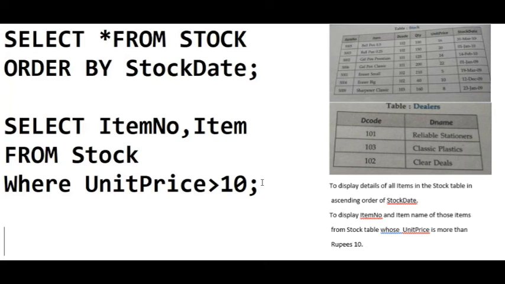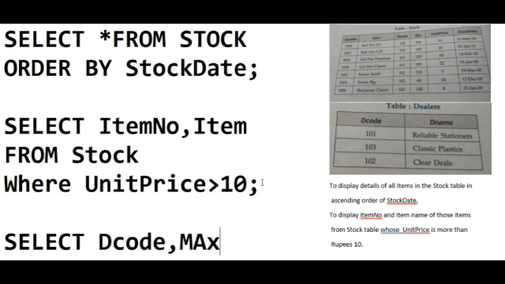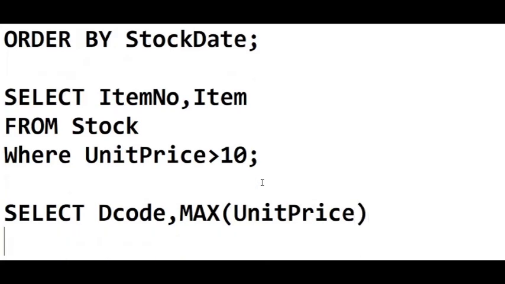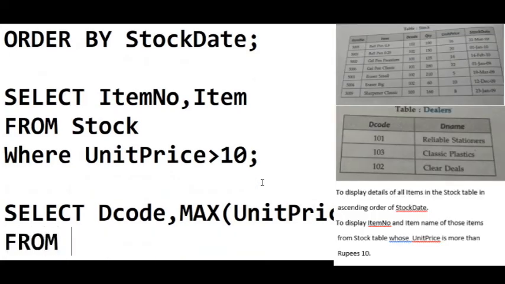Next we have to display the maximum unit price of item for each dealer as per decode from the table stock. Why am I telling you this? Because this is a very important part and something different from what we have done. Now what I have to do is maximize the item and differentiate it. So I'm going to write select decode, because they have asked for decode, comma, the maximum unit price. We have the max function, so I'm going to write it here as unit price.